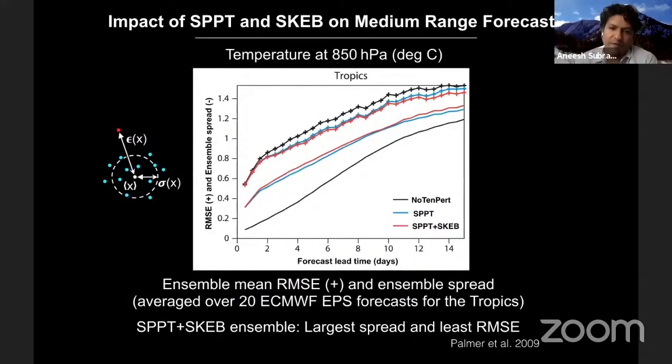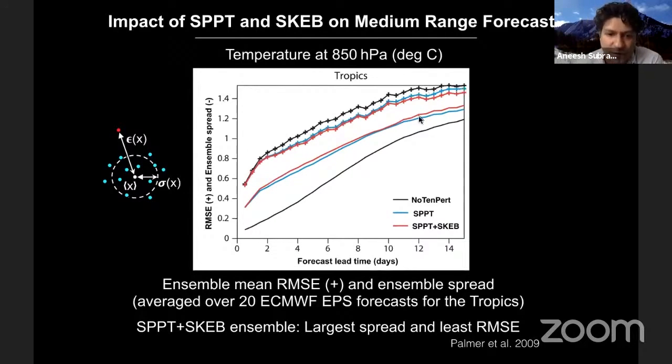So what's the benefit of having this uncertainty represented in the model? Here, what's plotted on the x-axis is the weather forecast from the European model, averaged over 20 different forecasts. And the y-axis is the root mean square error of this forecast. The lines with the cross symbols show the error in the 850 millibar temperature, that's the temperature about a kilometer or 2 in the atmosphere from the surface. What's the error in that temperature as a function of lead time of the forecast?